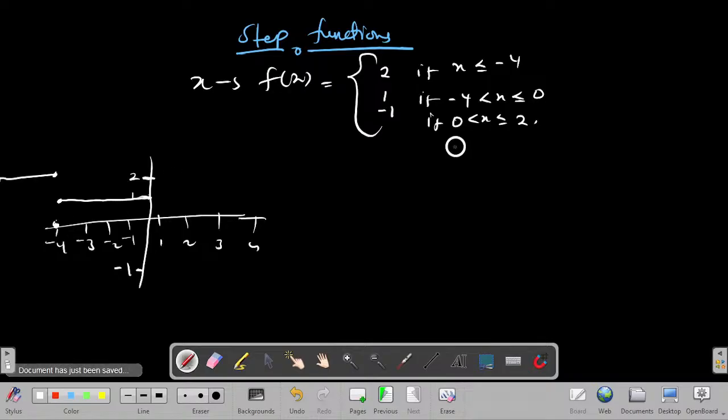Then the next thing is from 0 to 2. So from 0 to 2, what's the output? Negative 1. So negative 1 is here. So see the steps. So we have step 1. It's like you move from here. Ideally, this should have been a straight line, and we've broken it into pieces over different intervals. That is why we call it a step function. I think we should get this for explanation.